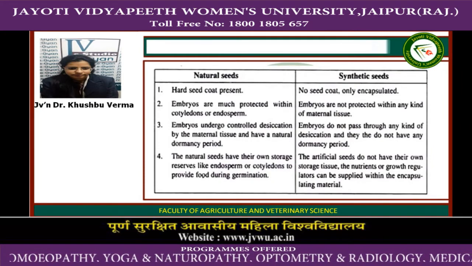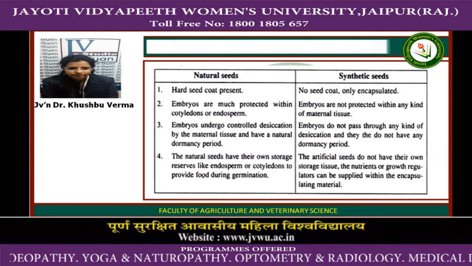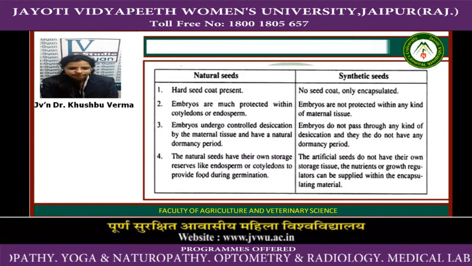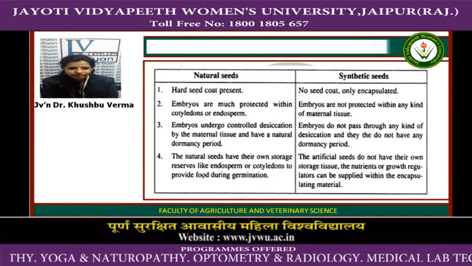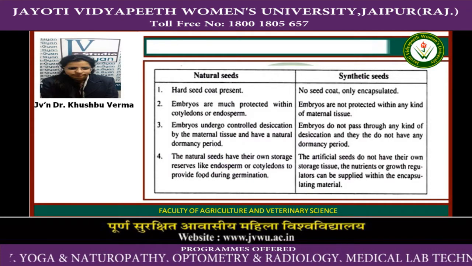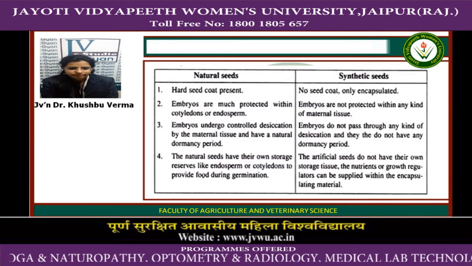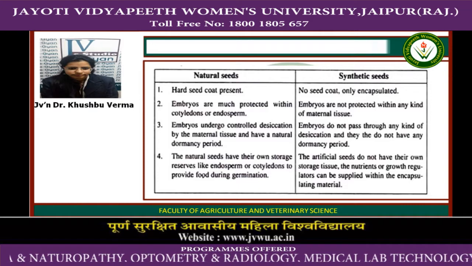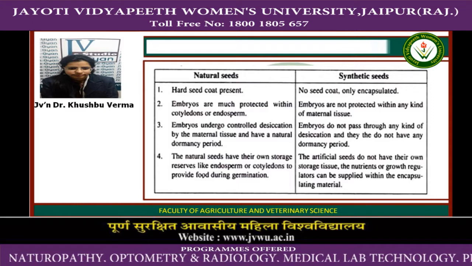Now we will discuss the difference between natural seeds and synthetic seeds. Natural seeds have a hard seed coat, while synthetic seeds have no seed coat, only encapsulation. In natural seeds, the embryos are well protected within cotyledons or endosperm, but in synthetic seeds, embryos are not protected within any kind of maternal tissue. In natural seeds, embryos undergo controlled desiccation by the maternal tissue and have a natural dormancy period. But in synthetic seeds, embryos do not pass through any desiccation and do not have any dormancy period. So we can say that synthetic seeds have this advantage.